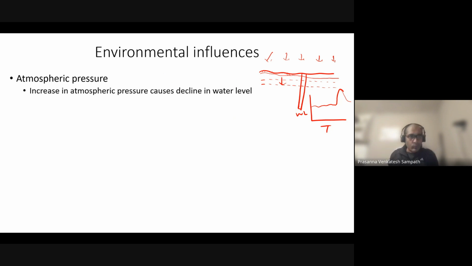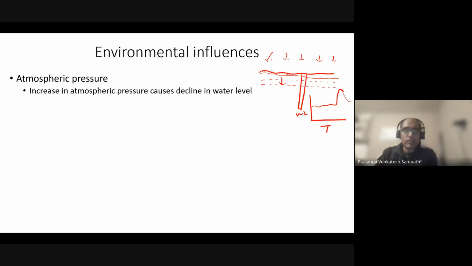Okay, so this is an interesting phenomenon that a lot of people actually observe and mistake it as recharge happening so fast. Recharge does not happen within hours or within minutes. It usually takes days and weeks for recharge to happen. So atmospheric pressure actually plays a very important role in determining the water level in the groundwater.